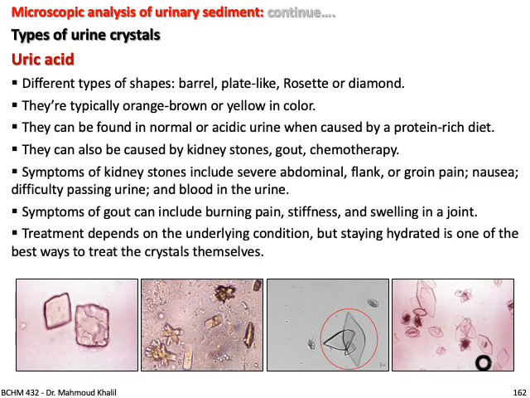Symptoms of kidney stone include severe abdominal flank or groin pain, nausea, difficulty passing urine, and blood in the urine. Symptoms of gout can include burning pain, stiffness, and swelling in a joint. The treatment depends on the underlying condition, but the important thing is to stay hydrated. This is one of the best ways to treat the crystals themselves for uric acid.